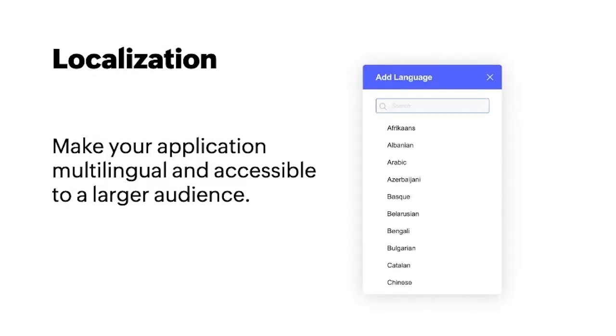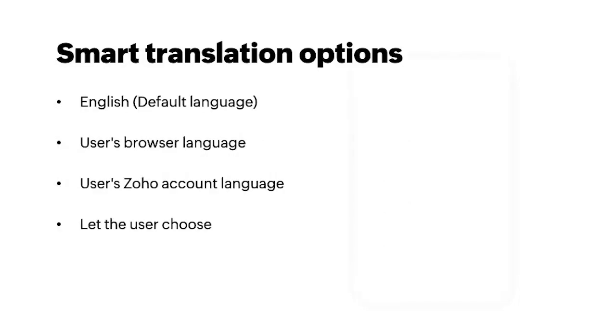Next is the localization. I know some of us, most of us rather, are trying to go globally and reach out to more of our customers. With localization, you can make your application be multilingual and accessible to a larger audience. Not only that, you can actually have options with this, and these options are English, which is the default language, the user's browser language, user's Zoho account language, and even let the user choose what language they prefer.